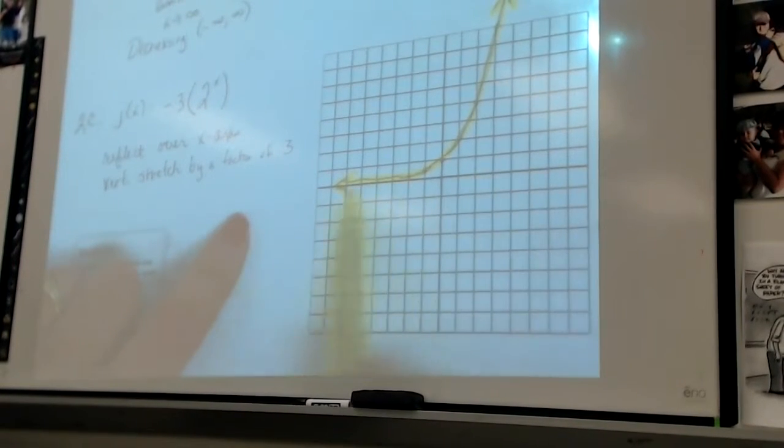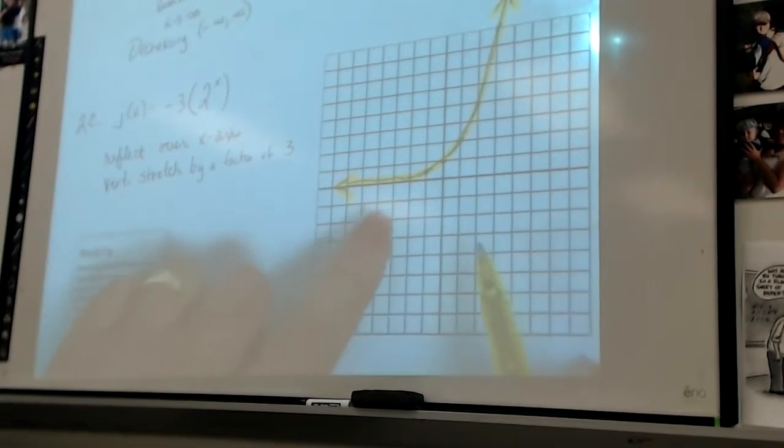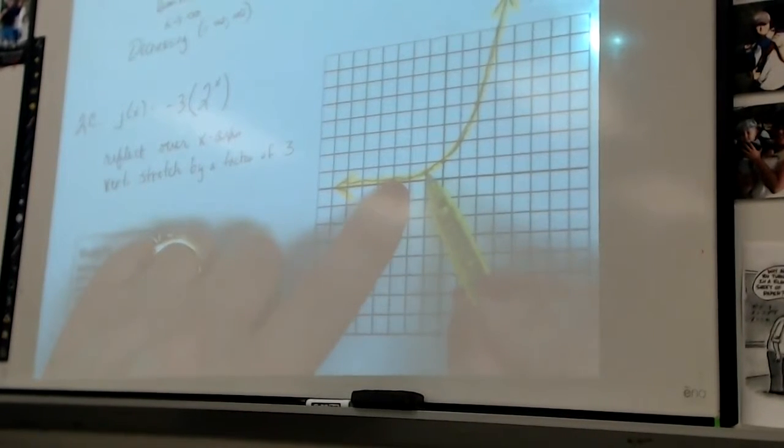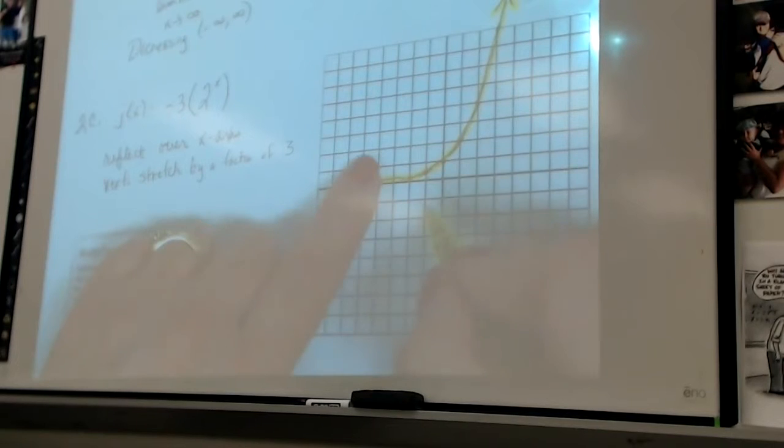So here's our mirror right here. All right, but we've got to multiply by 3. We got to take the y value and multiply by 3. All right, so here, if we flip this over the x-axis, it would be at negative 0.5, right? But what's negative 0.5 times 3? 1.5. So what was 0.5 is now going to be negative 1.5. So it's going to be here now.